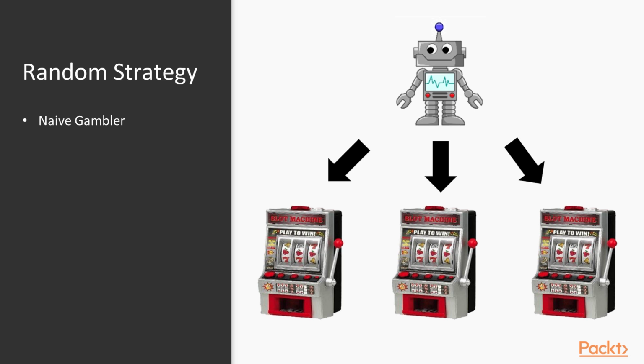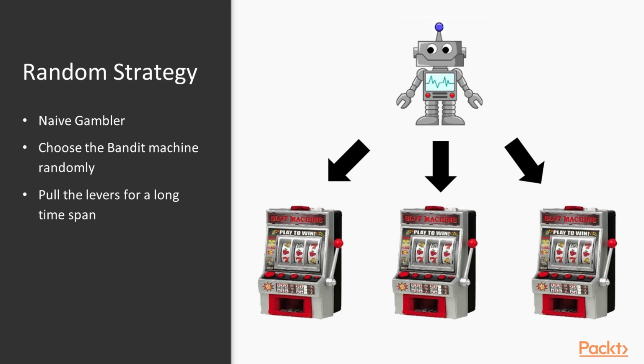It will come from the naive gambler. Naive gamblers usually don't have any strategy set to follow. They just choose bandit machines randomly and pull the levers. After a long time span, the naive gamblers begin to realize where the value of the probability of success from each bandit machine is converging to. This might not sound like the best strategy, but we have a start point.